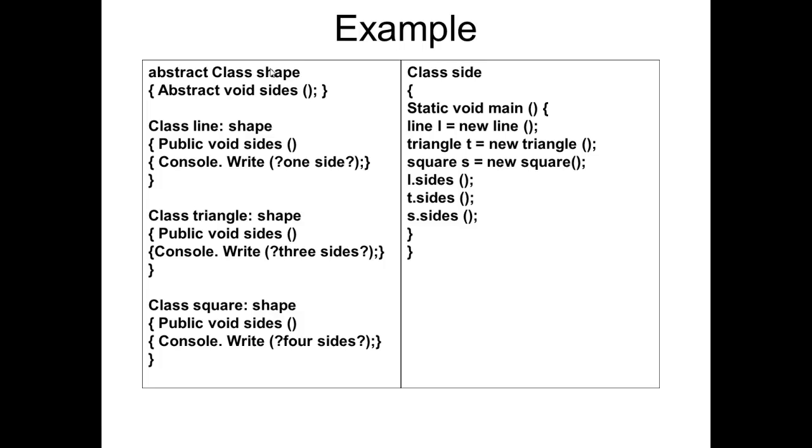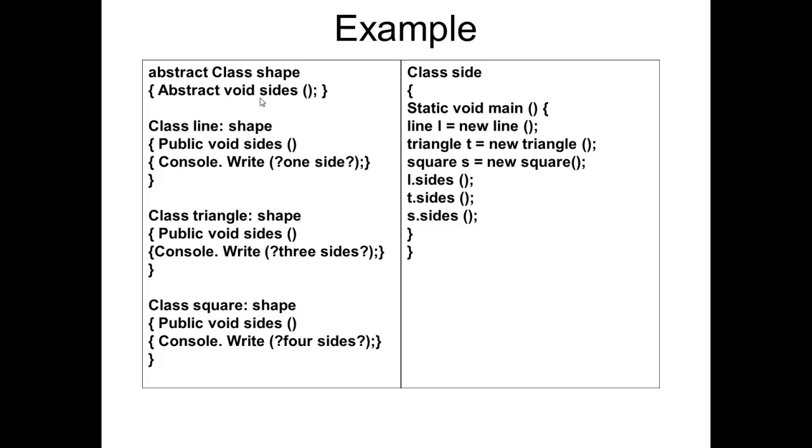Class Shape has one abstract method called sides. So it's mandatory that all three derived classes, Line, Triangle, and Square, should have the implementation for the abstract method sides. So here we have public void sides, Console.Write one side. Public void sides, Console.Write three sides. Public void sides, Console.Write four sides. Here we have given the implementation of the method sides.